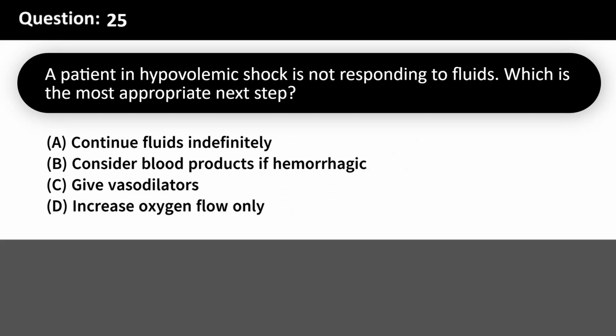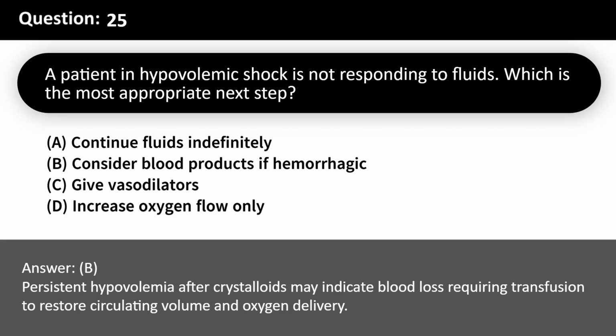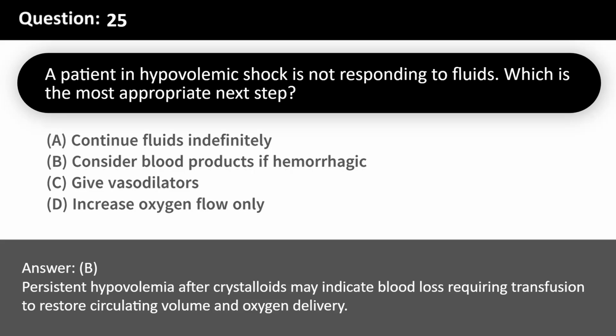A patient in hypovolemic shock is not responding to fluids. Which is the most appropriate next step? A. Continue fluids indefinitely. B. Consider blood products if hemorrhagic. C. Give vasodilators. D. Increase oxygen flow only. Answer: B. Persistent hypovolemia after crystalloids may indicate blood loss requiring transfusion to restore circulating volume and oxygen delivery.